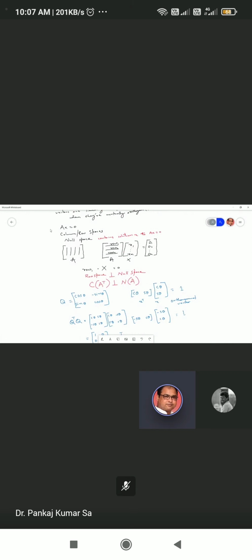So how are these related to that famous equation Ax equal to 0? You have column spaces there, you have row spaces there. What is the definition of null space?